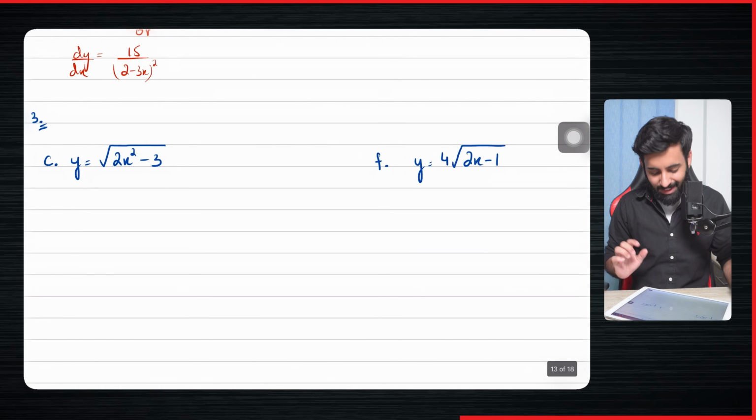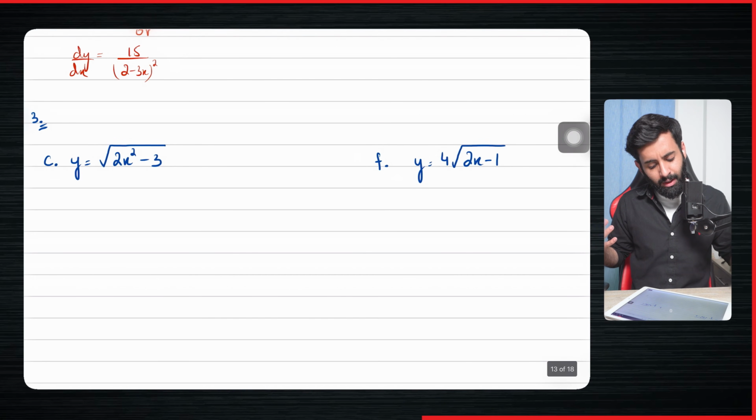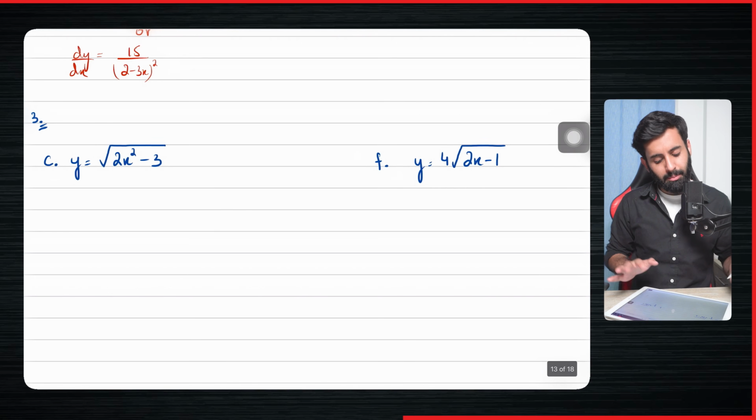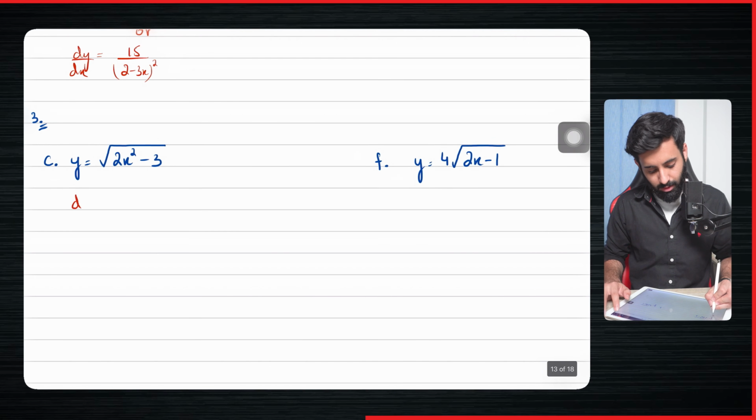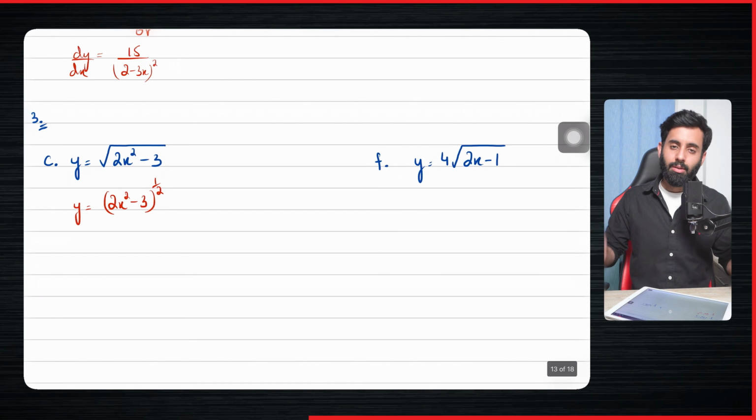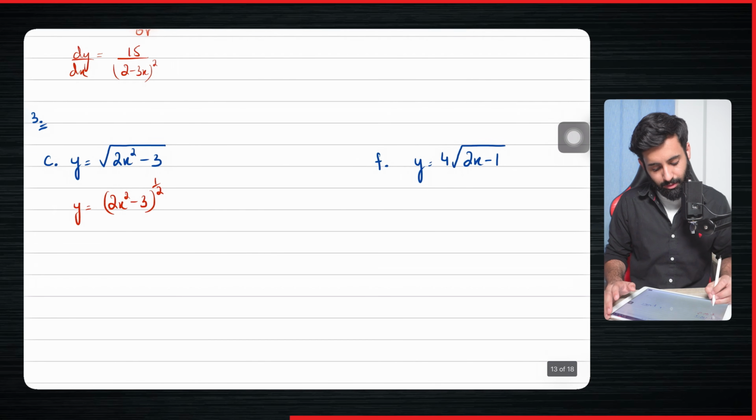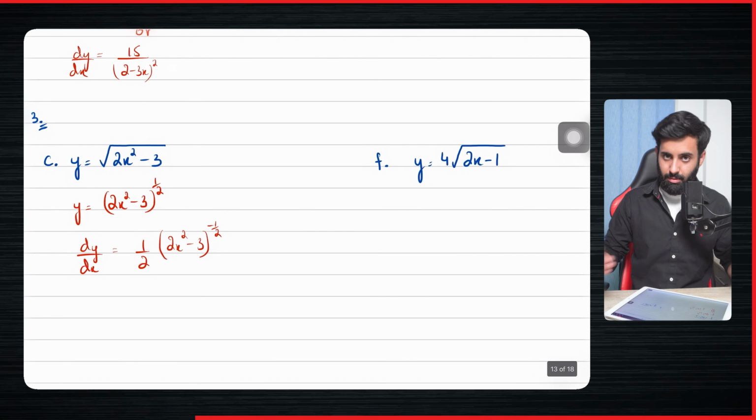Now we have some slightly more complex questions. What's complex over here is not that there's a different concept altogether. It's the same concept, but the powers are going to be in fractions. So again, the first thing you want to do is make sure that it's differentiation ready. So for 2x squared minus 3, instead of writing it inside the square root, I'm going to prefer to write it as power half. Now dy by dx equals half into 2x squared minus 3, and then we take 1 away from the power, so it becomes half minus 1, which is minus half.